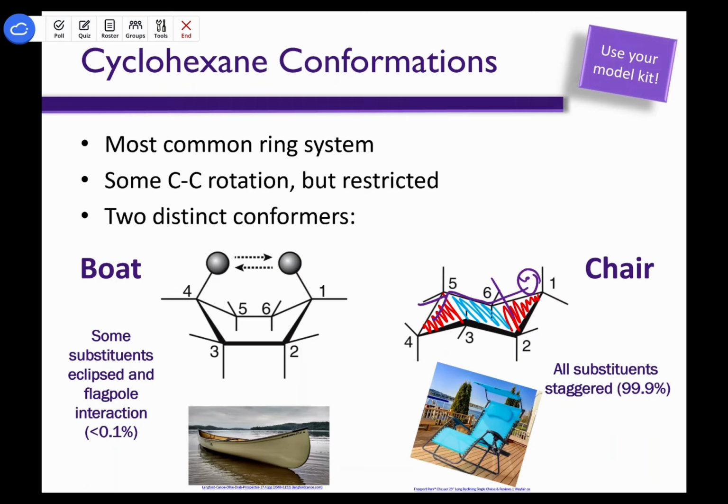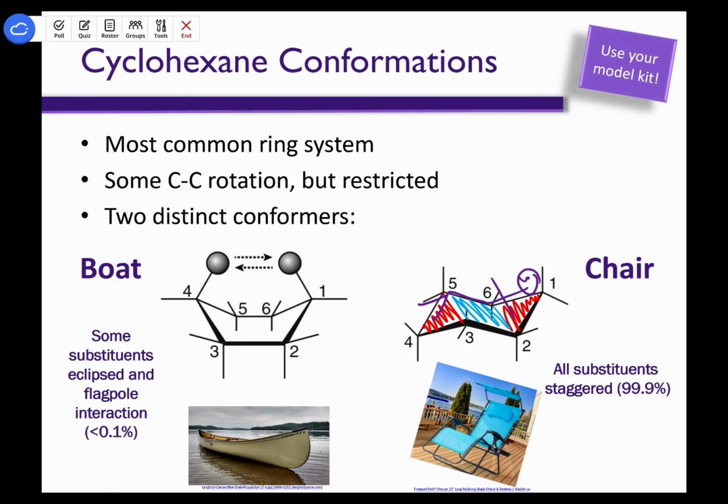So your cyclohexane rotates around carbon-carbon single bonds. It doesn't rotate as freely as an acyclic compound. It can only rotate so much. But this cyclohexane is not a crystal structure. It rotates around these carbon-carbon bonds, so it can have different conformations.